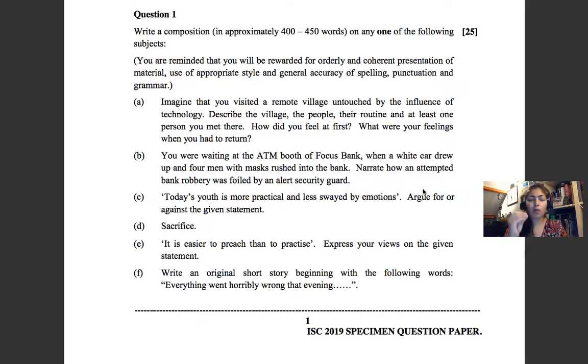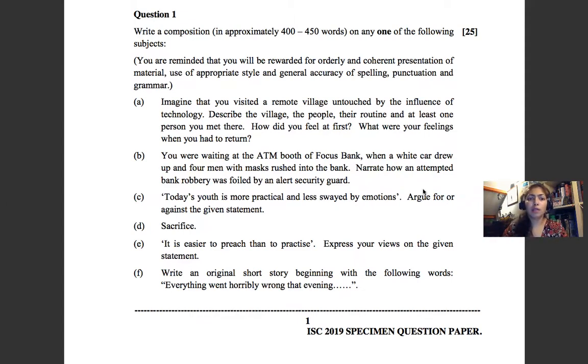What I normally do is I write down 1, 2, 3, 4, 5 for my 5 paragraphs. Paragraph 1 is always an introduction. Paragraph 5 is the conclusion. And paragraphs 2, 3, and 4 form the body of my composition. So supposing I have to do A, what would I do?